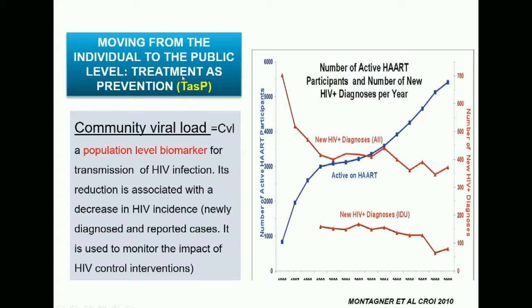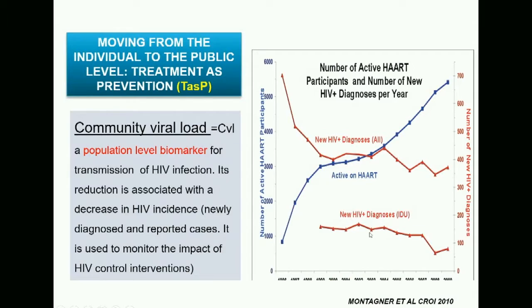Treatment is most important, of course, to suppress virus, restore immune defense. And of course, equally, it's important for prevention. So community viral load is very important. And if we have a look at this graph, if we involve in treatment more persons living with HIV, then the incidence of new diagnosis is decreasing, and this is happening even in a subgroup of people who use drugs. Very important.